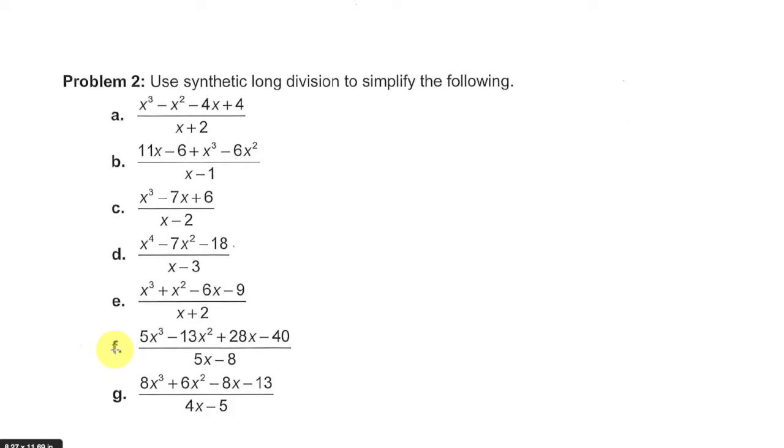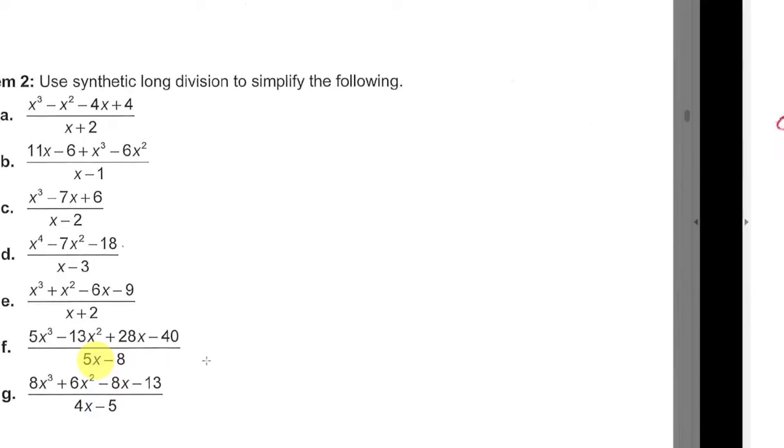In F, it's a little bit different because you can see from A to E, all of these have just a 1 in front of the x. But now we've got a 5 in front of the x. And we need to treat this differently. Let's see the approach.